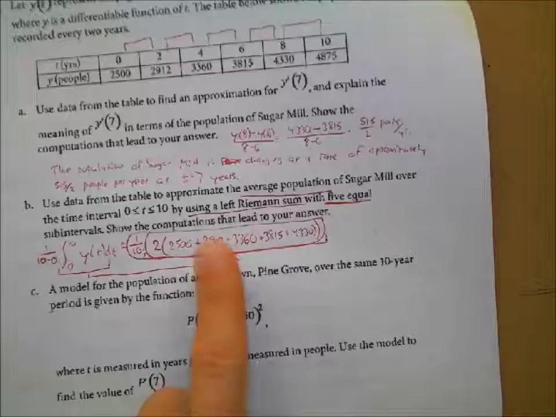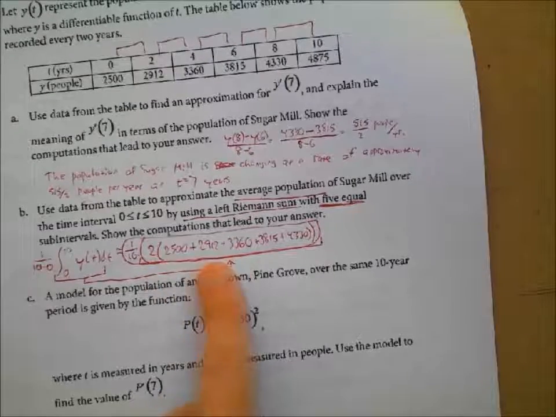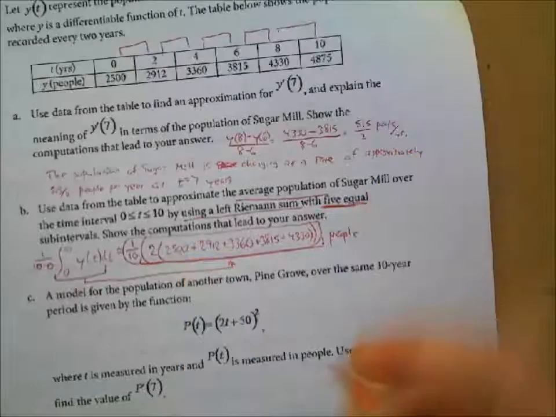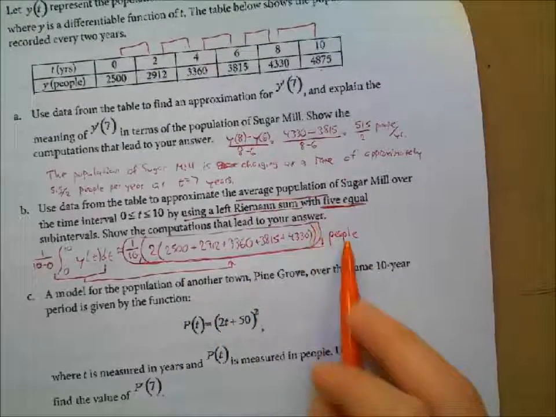What would the units be for this answer, though? It would be in people. It would be in people, yeah. It's the average population, so it's number of people.